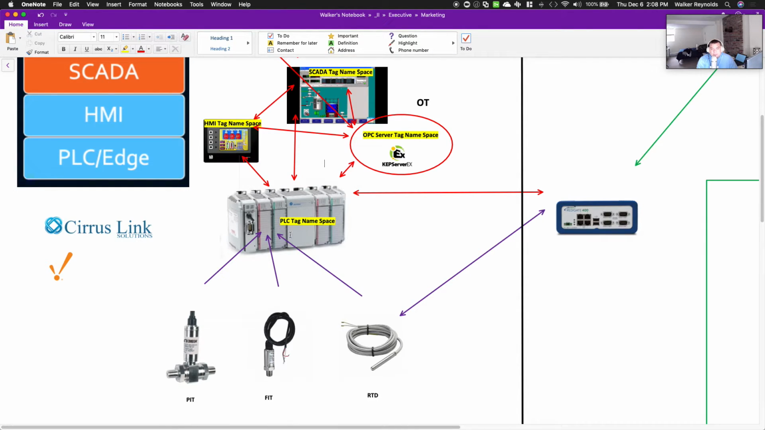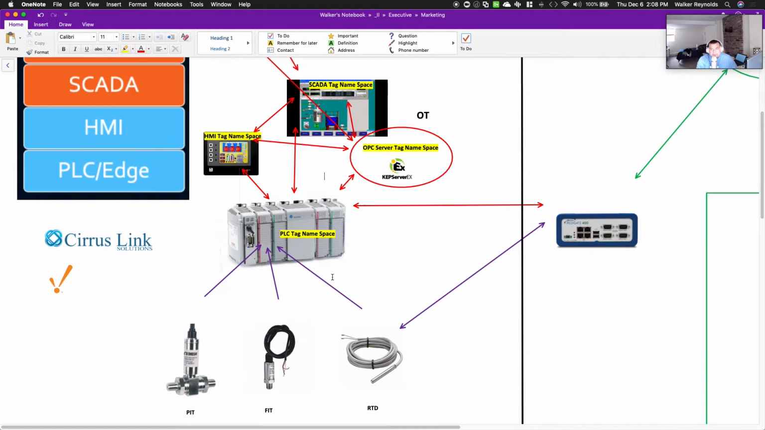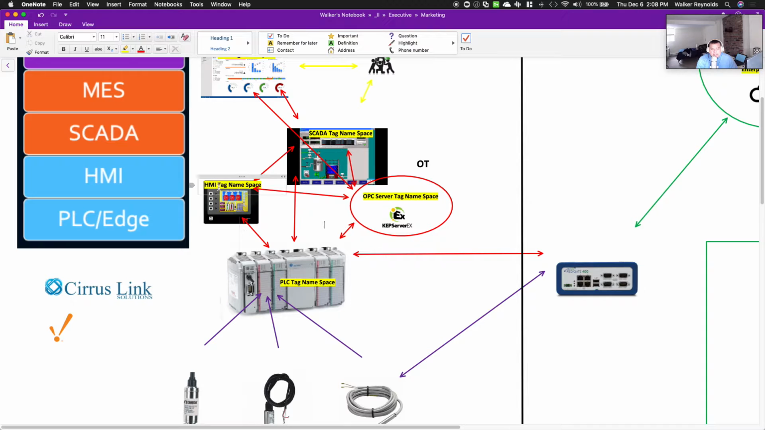You know, they have to wire the device in, and then they have to add the device into this namespace. Same thing here. The HMI, they've got to bring these tags in and then add those tags into the namespace. Same thing here. They've got to bring the tags in.